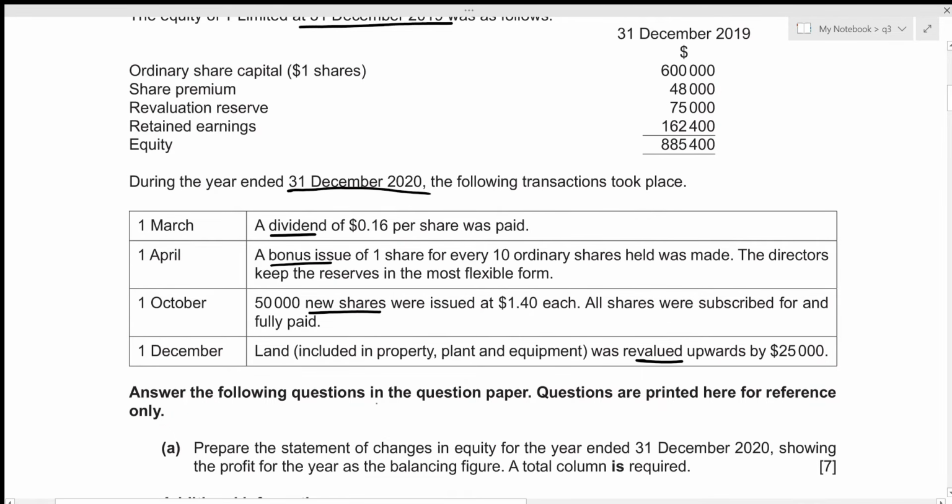Now for the first part of this question, we need to prepare the statement of changes in equity for the year ended 31st December 2020, and we need to show the profit for the year as a balancing figure because above we do not have any information regarding profit for the year. Now the total column is also required. So we can see that equity consists of ordinary share capital, share premium, revaluation reserve, and retained earnings. So we need to prepare these columns along with a total column. Let's do that.